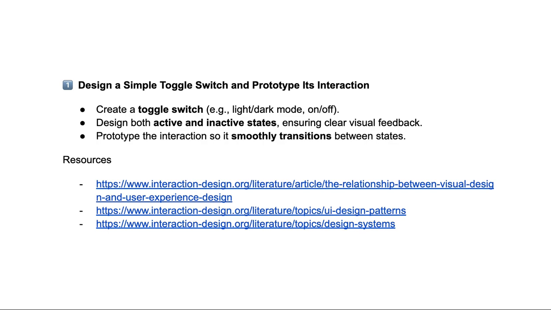The one thing I'll point out for this week, I used the same resources. So there's one article on the relationship between visual design and user experience. There's one on UI design patterns, and then there's the topic of design systems. And all three of those are very good resources to check out.